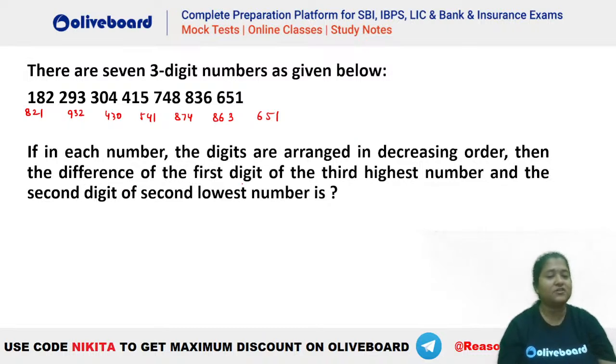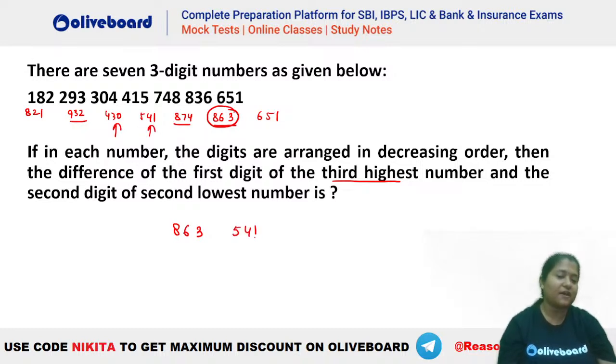Now the difference of the first digit of the third highest number. Which is the third highest number? You can see the highest number is 932. Second highest number is 863. 874. And the third highest is 863. Okay, so we are talking about 863. And the second digit of the second lowest number. Now, which is the second lowest number here? You can see the lowest number is 430, second lowest number is 541. So we are talking about 541 here.